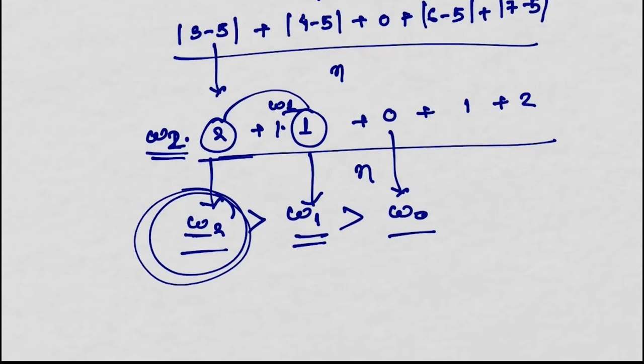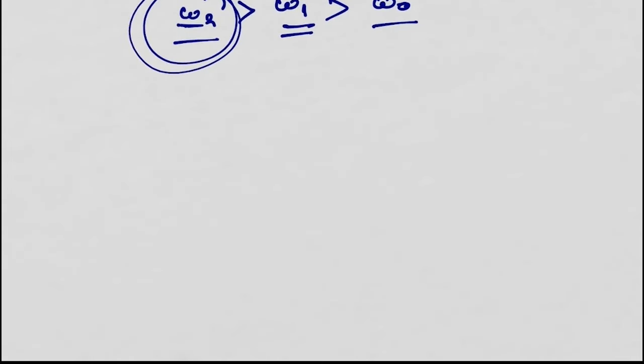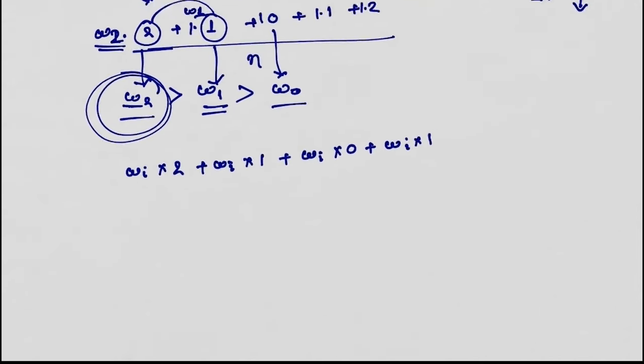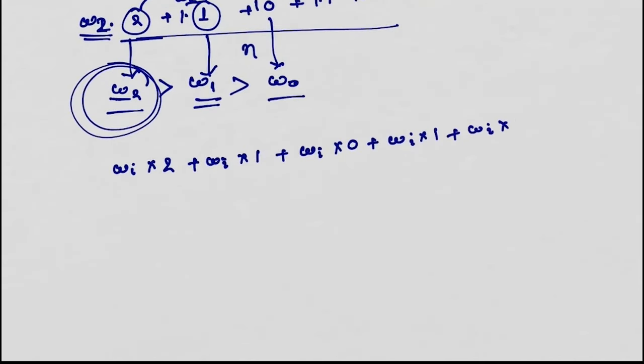But here everyone has equal weight. 1, 1, 1. There is no discussion about it. So actually, if you are saying that the farther you are from the center, the more weight is assigned to it because of the fear and the emotion of fear in the financial world, then the actual formula would be weight into 2 plus weight into 1 plus weight into 0 plus weight into 1 plus weight into 2, divided by 5.